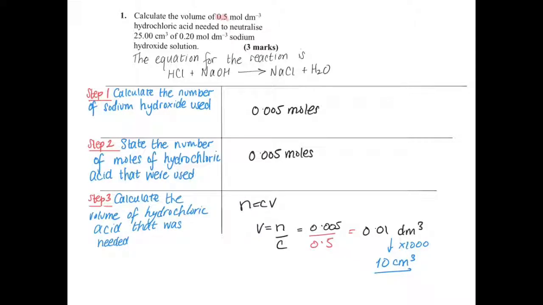So the answer to the question of the volume needed of 0.5 moles per decimetre cubed hydrochloric acid that's needed to neutralise 25 centimetres cubed of 0.2 moles per decimetre cubed sodium hydroxide is: you need 10 centimetres cubed of that acid.